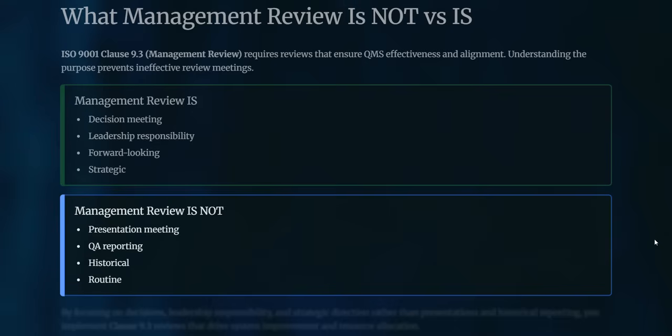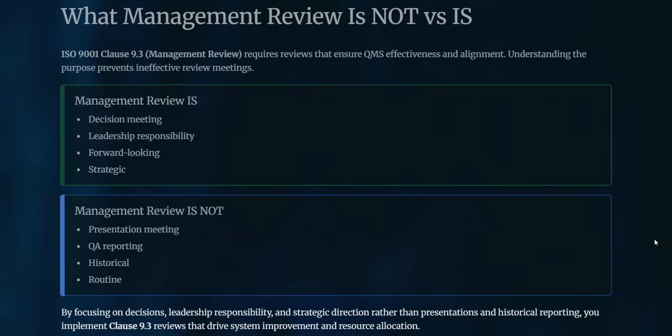Management review, however, is not a presentation meeting. Management review is not QA reporting to their bosses. Management review is not a historical review. And management review is not a routine ritual of the management.